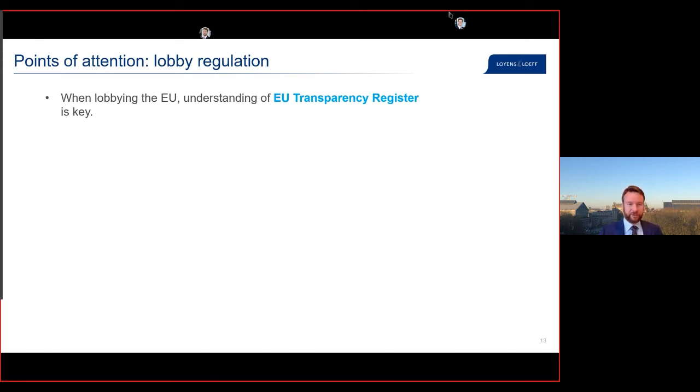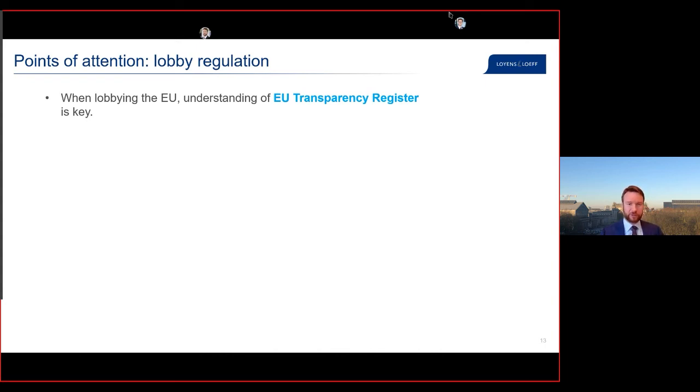There are a number of points of attention that we wanted to raise in terms of lobby regulation. The process of lobbying doesn't happen in a legal vacuum. There are rules to take into account. There are staff rules that apply to civil servants at the Commission, so they may not accept certain gifts, or be invited to certain lavish lunches or dinners.